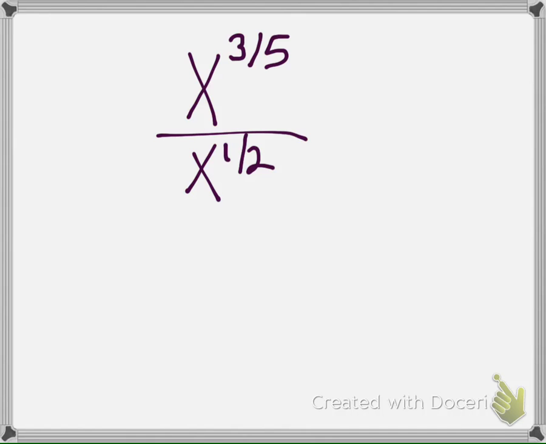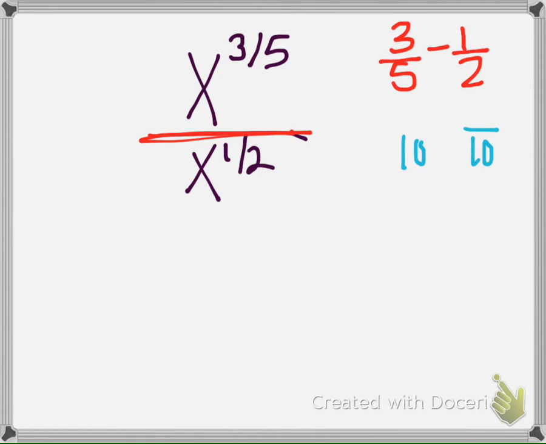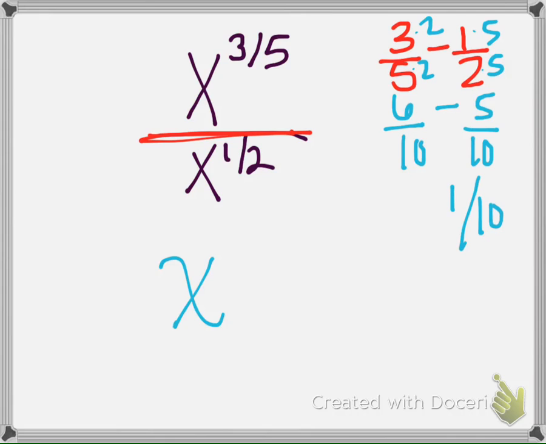Alright, here we are dividing. So a rule when we're dividing is to subtract the exponents. So we have 3/5 minus 1/2. So I'm going to change it so the denominators are the same. And we get 1/10. So we get x to the 1/10.